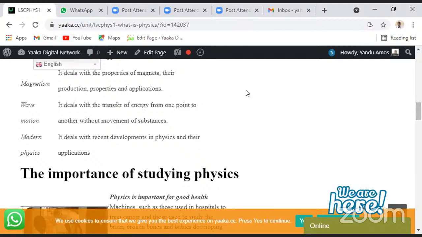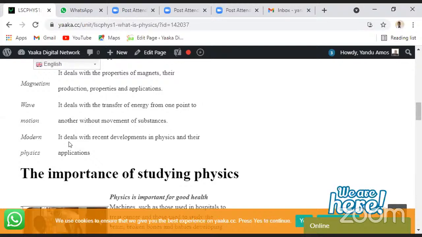To the other branch of physics, which is modern physics. Under modern physics, we shall be looking at the recent developments in physics and the applications. So one of the branches of physics is said to be modern physics, where we look at recent developments in physics and their applications. These are the aspects which we are going to look at in the course of studying physics.